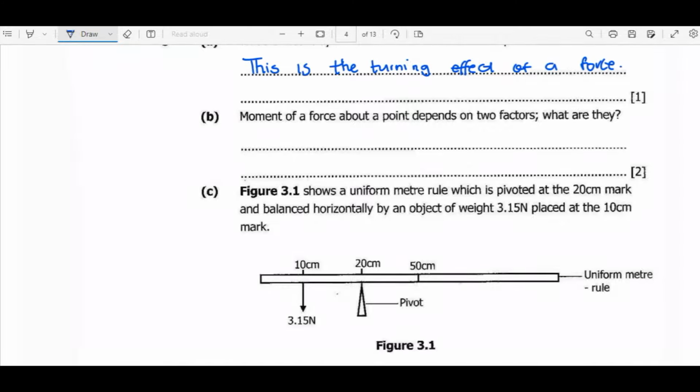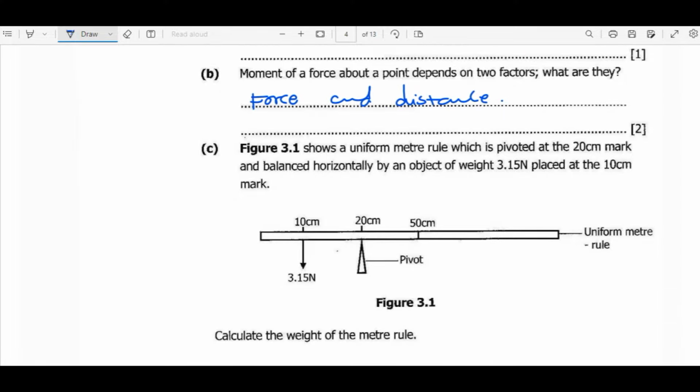Okay, then B: the moment of a force about a point depends on two factors. What are they? So it's force and distance, which is, we can just say, the perpendicular distance to the pivot. Now we have question C.